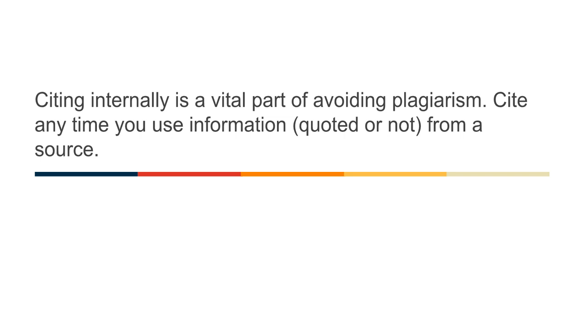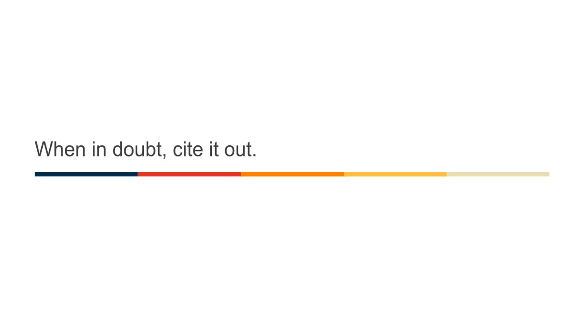What you need to remember is that citing internally is a vital part of avoiding plagiarism. If you don't cite internally, anytime you use information, whether it's quoted or not, from your source, you are plagiarizing. And when in doubt, cite it out. So when in doubt, make sure you put a citation in your paper.